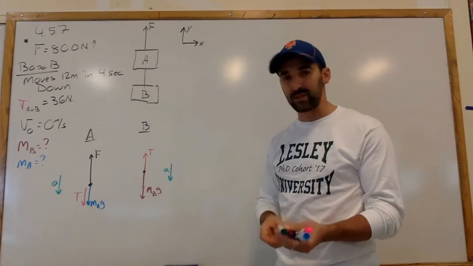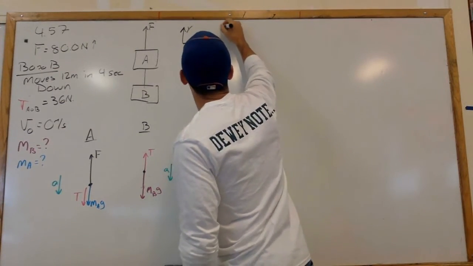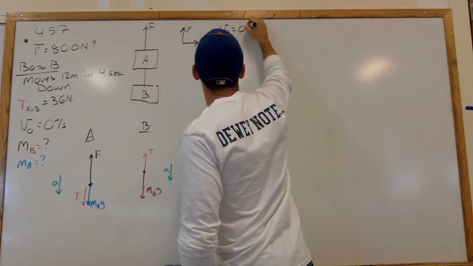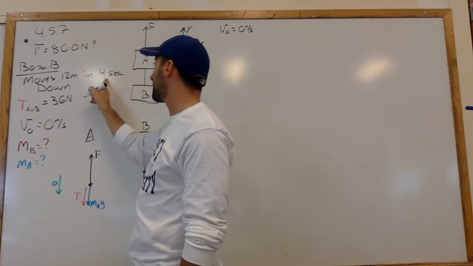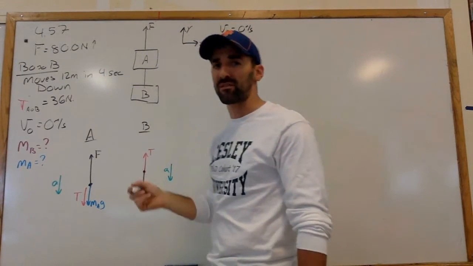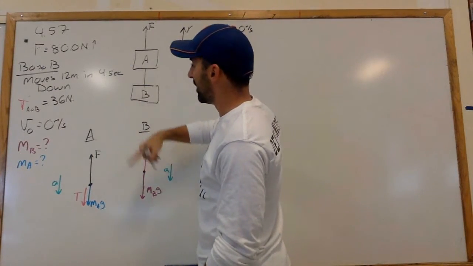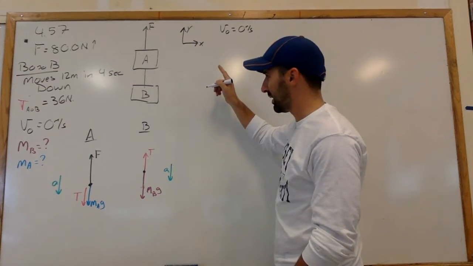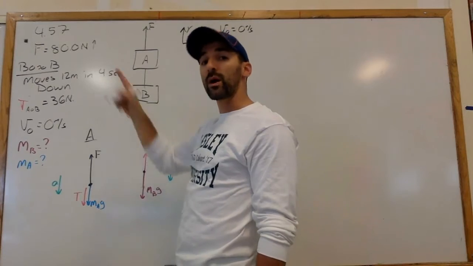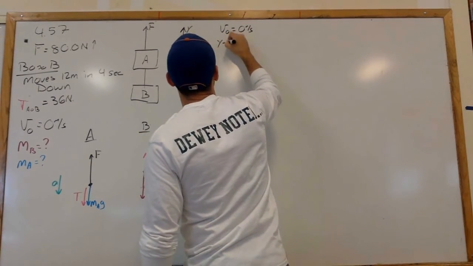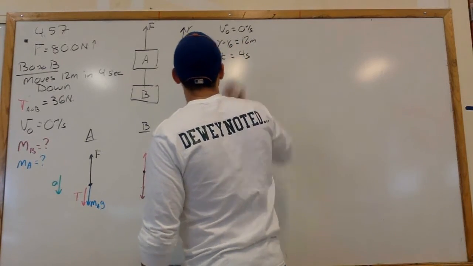How am I going to figure out what that acceleration is? With my given information, I know a lot of stuff. I know v naught is 0 meters per second. Remember, I can't fall into that trap of 12 divided by 4 for a final velocity. I don't know what the final velocity actually is. What else do I know? I know it moves down 12 meters in 4 seconds. So I don't know a velocity, but I know y minus y naught is 12 meters. I know the time is 4 seconds.